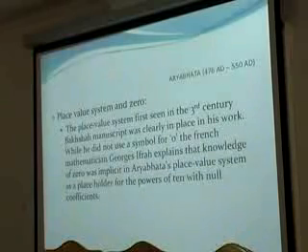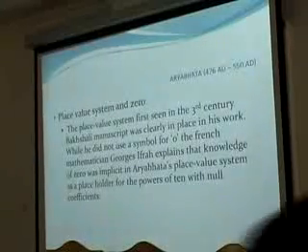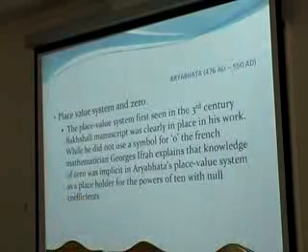Place value system and zero. The place value system was discovered early itself. Here the man named George explained that the knowledge of zero was implicit in Aryabhata's place value system as a placeholder for the power of 10 with null coefficient.